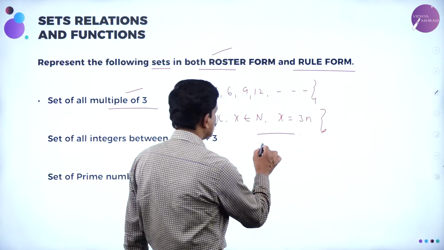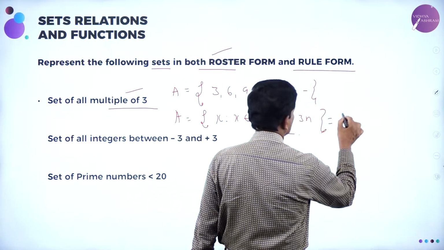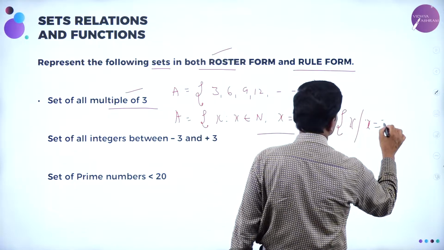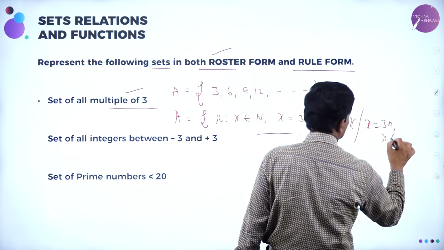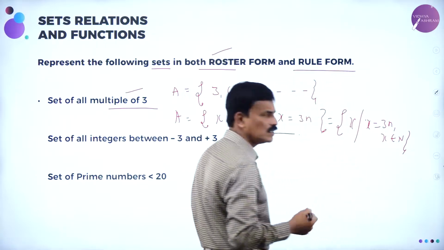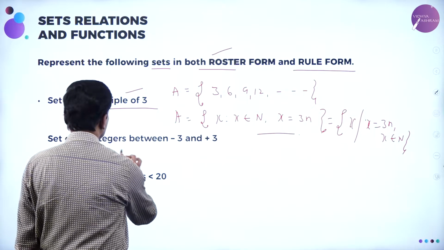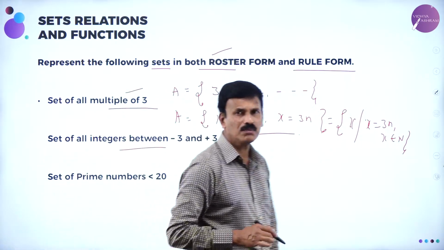Or if you want, you can write like this also. This can also be written as x such that x is equal to 3n, where x belongs to a natural number. This is also a method. Now, let us come to the second problem. Set of all integers between -3 and +3.